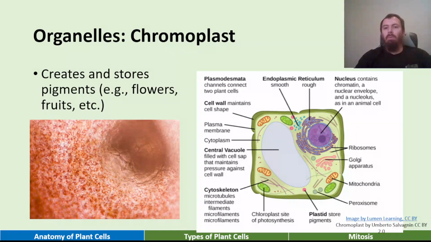Then we have the chromoplasts. These are responsible for storing pigments. So the flowers, colorful petals of a flower, the color of a tomato or a fruit or something like that. Those are from the chromoplasts. And here you can see a tomato. And all of these red dots here are from the chromoplasts inside the cells, giving the tomato that red color.